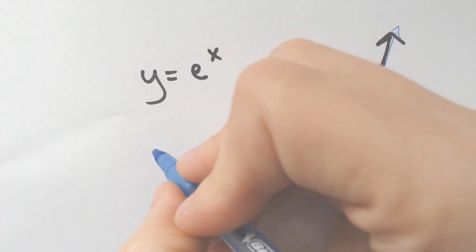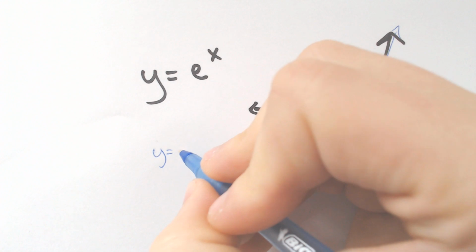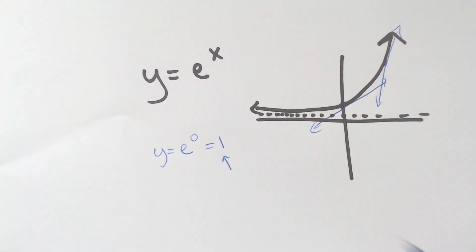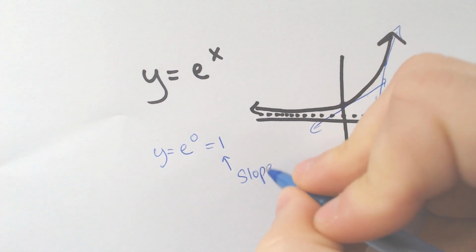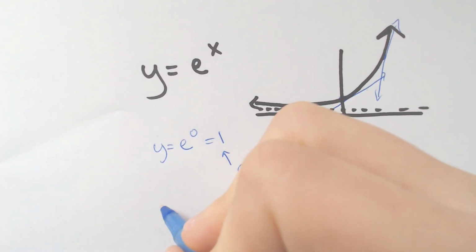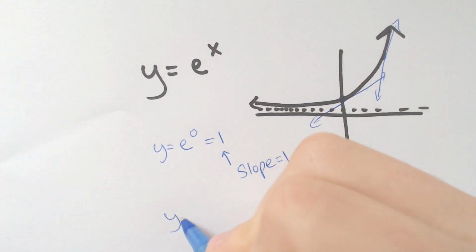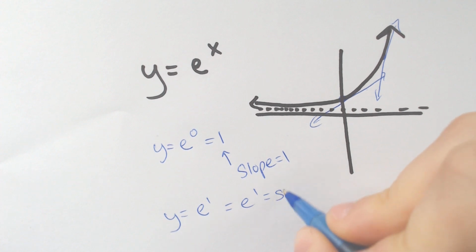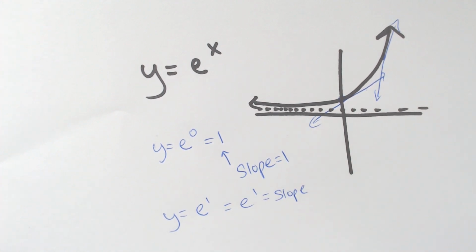So for instance, if I were to plug in 0, e to the 0 is 1, that means the slope when I have 0 is equal to 1. Versus the slope when I plug in 1, the slope would be e to the first. And when I plug in 2, the slope would be e to the second. When I plug in 5, the slope would be e to the fifth, and so on and so forth forever.